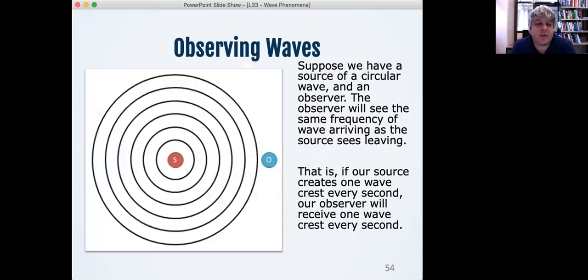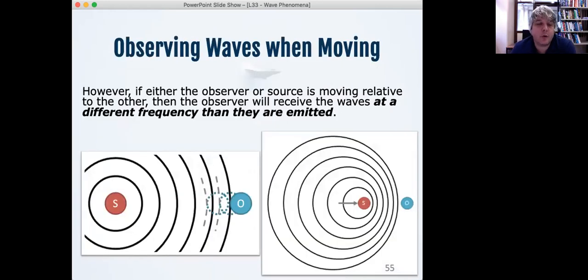If you've got a source producing waves, the observer will see the waves exactly as the source is producing them. There's nothing surprising there. But if one of them is moving, then the observer will see the waves as being a different frequency than they are emitted. On the left, we've got the source being stationary, producing some number of waves every second. Suppose it was 1 every second. Let's say it had a frequency of 1 Hertz. Produces a wave, another second later, it produces another one, and it would look just like this.